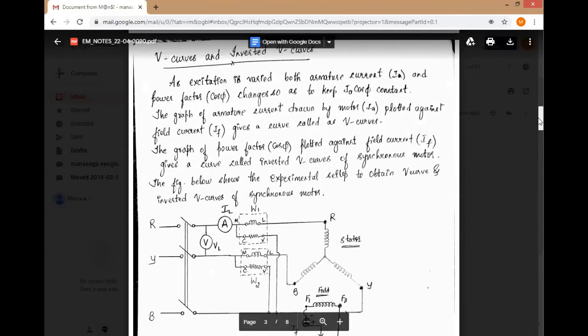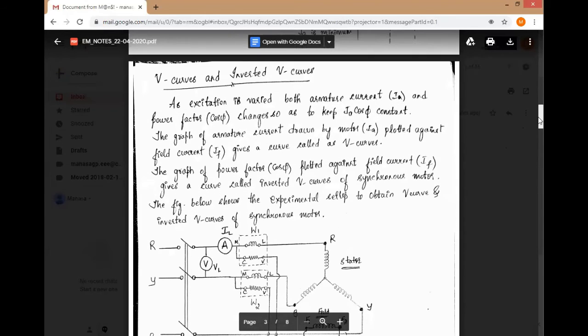The next topic is V and inverted V curves. You have this topic as a part of the lab as well. We'll be conducting an experiment on the synchronous motor in order to plot these V and inverted V curves. From the name itself, you can understand that it is basically a graph. To plot a graph, we require various values. So first we will see what these graphs are.